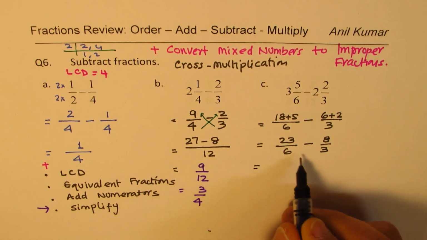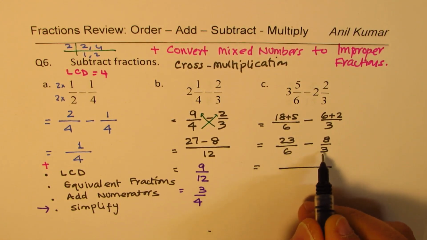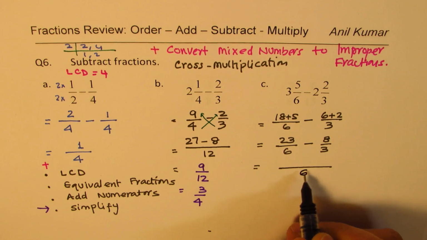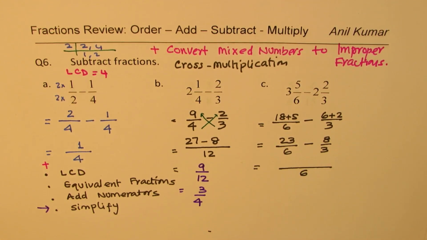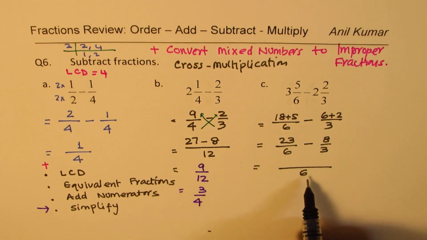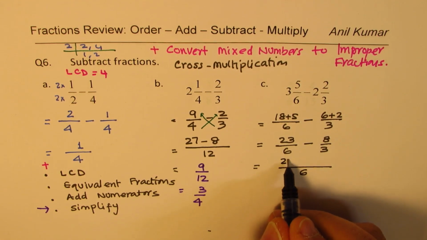Slightly bigger numbers. Now what is the common denominator? 3 goes 2 times, and 6 is common. 6 is a multiple of 3. So we could straight away take 6 as our common denominator. Since 6 is the common denominator, we retain 23.